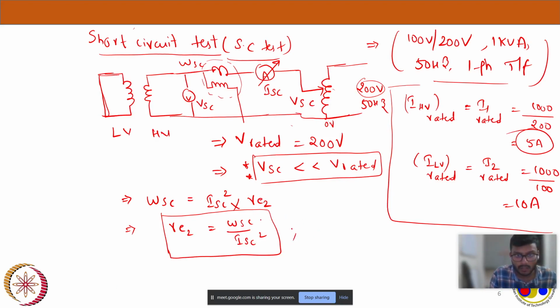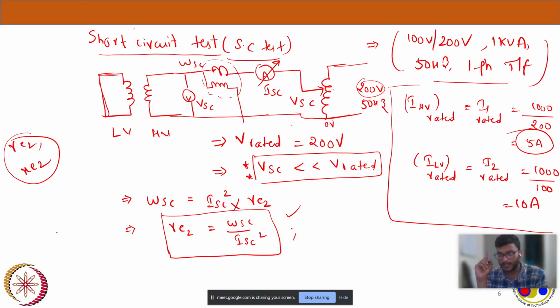Now from this equation I have got RE2. I will just write RE2, XE2. These are the equivalent circuit parameters, right? RC and XM we already got in the open circuit test, so we are left with RE2 and XE2. From this equation we got RE2, and now we are left with XE2.